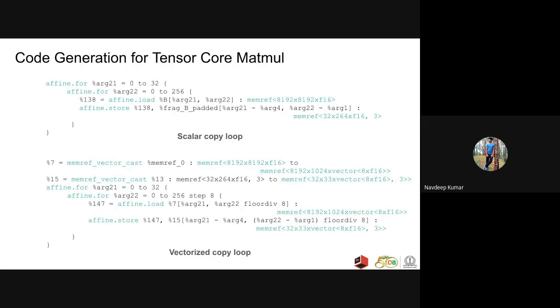This piece of IR shows the scalar copy loop and the vectorized copy loop. The utility changes the memref element type from being a scalar to holding a vector type. The leading dimension of this memref is vectorized, and then it modifies the loop steps in a manner which ensures correctness. So the step we see here is changed to 8. The third thing it does is modify the access functions in a correct manner to ensure that correctness is not messed up in any way.